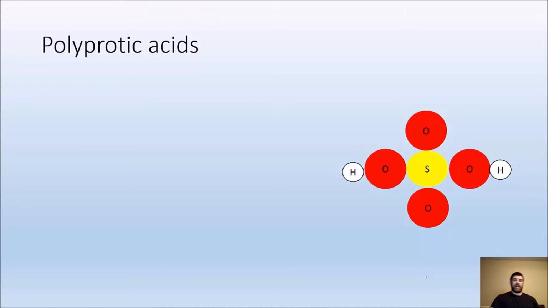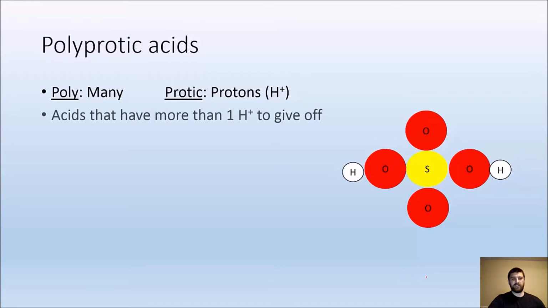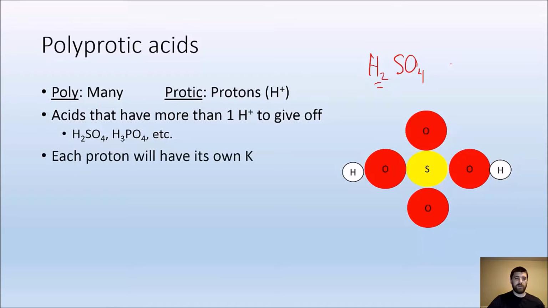Next, I want to talk about polyprotic acids. Poly just means many, and protic means proton. So these are acids that have more than one proton to give off, right? Here's an example: H2SO4. It has 2 hydrogens that it can give up. There's H3PO4, which would be triprotic. H2SO4 is diprotic. All right, these prefixes probably aren't blowing your minds.